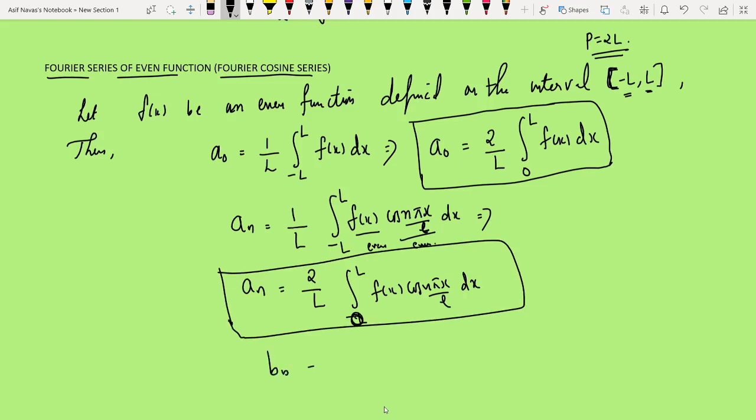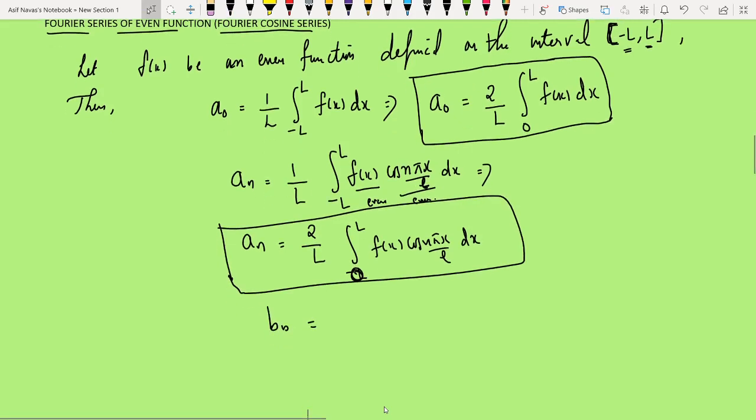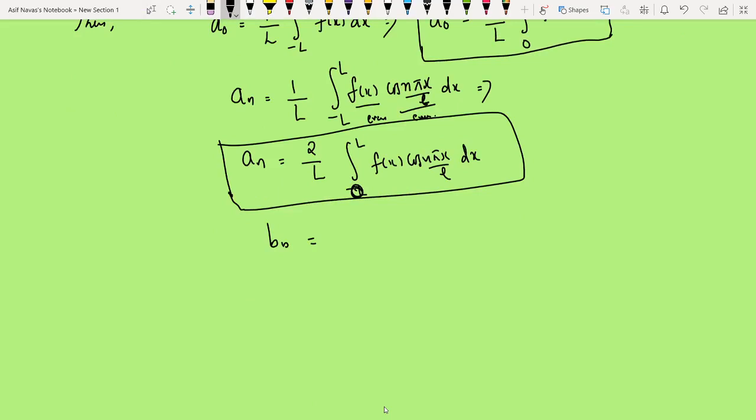Then what about Bn? The formula for Bn is 1 by L integral from minus L to L of f of x sin n pi x by L dx.